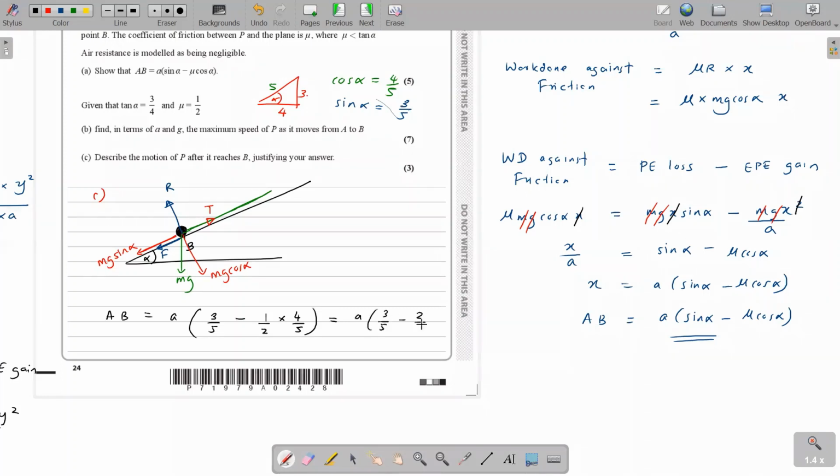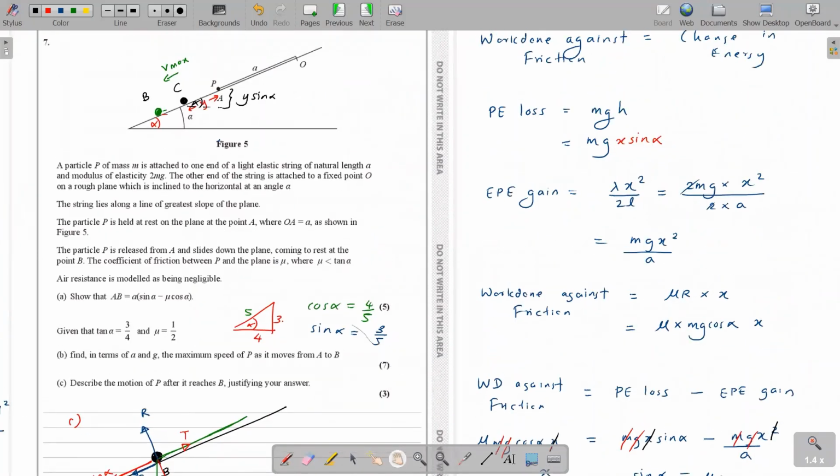3 over 5 minus 2 over 5, right? It's just 1A over 5. So this is the AB length. So that AB length is directly the extension of the string, isn't it? Because the natural length is at P, the AB length is the extension.